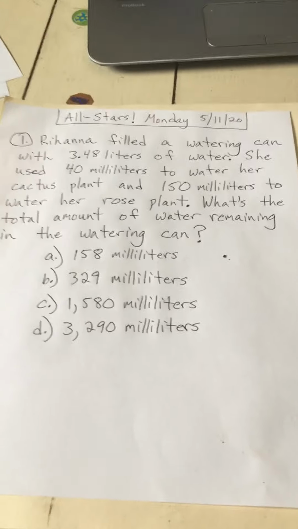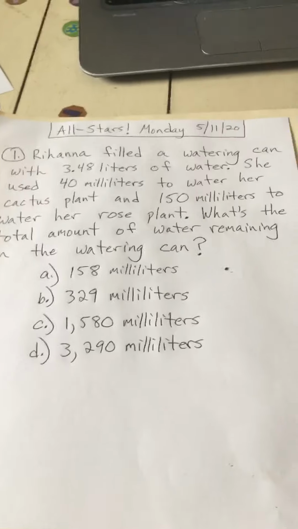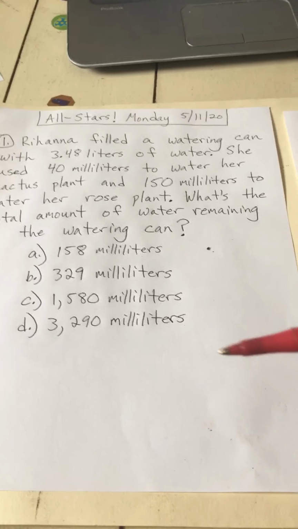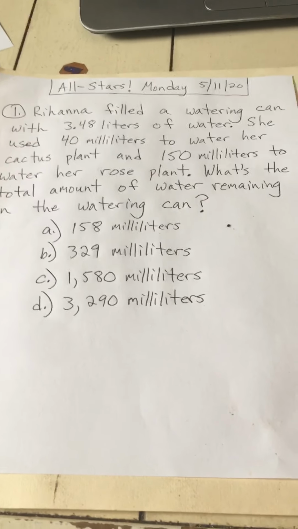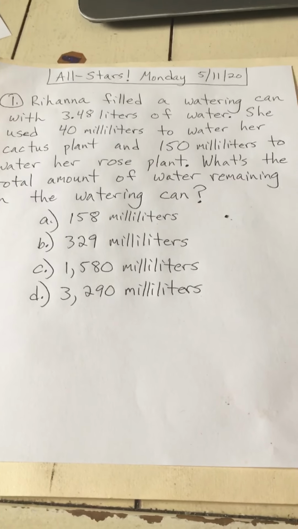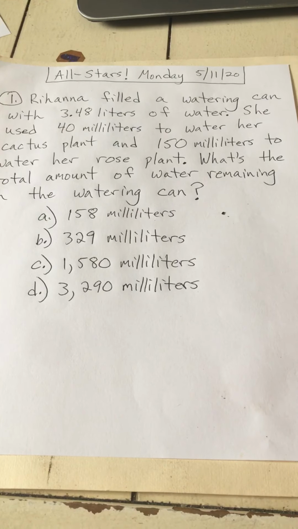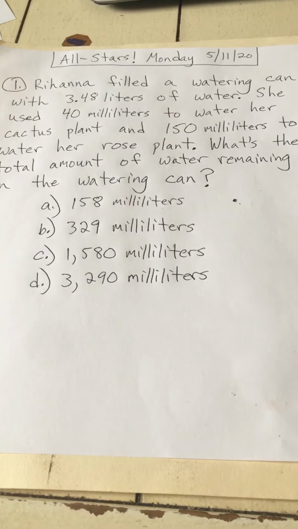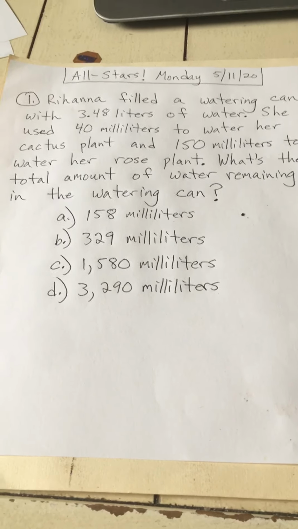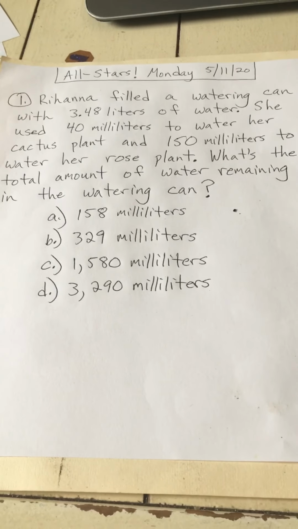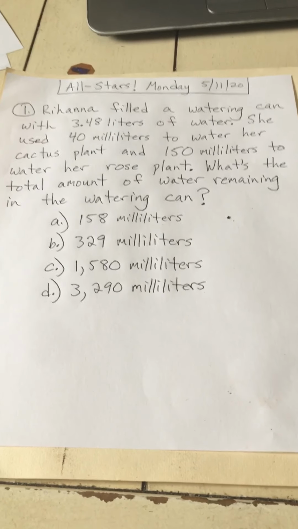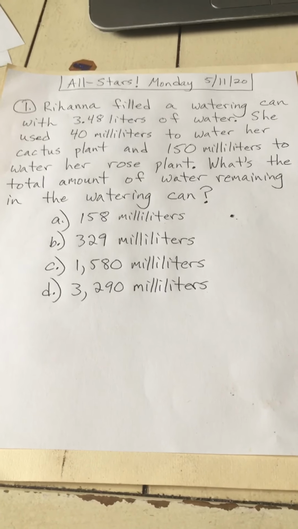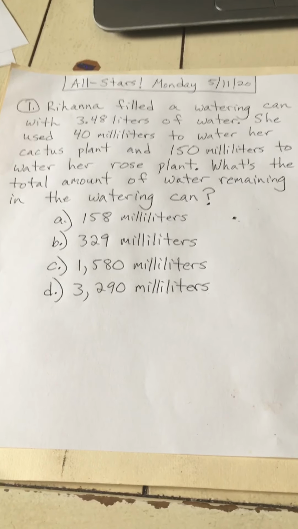So we have our word problem here. I'm going to read it the first time through, then I will annotate it with my red pen for the second time through. Okay, here we go. Rihanna filled a watering can with 3.48 liters of water. She used 40 milliliters of water to water her cactus plant, and 150 milliliters to water her rose plant. What's the total amount of water remaining in the watering can?